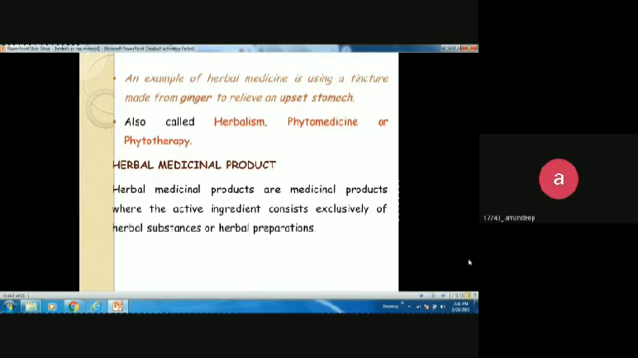Herbal medicinal product. Herbal medicinal products are medicinal products where the active ingredient consists exclusively of herbal substances or herbal preparations.